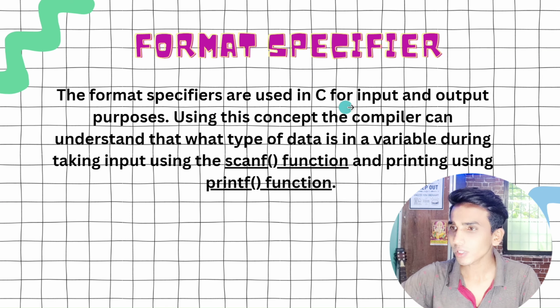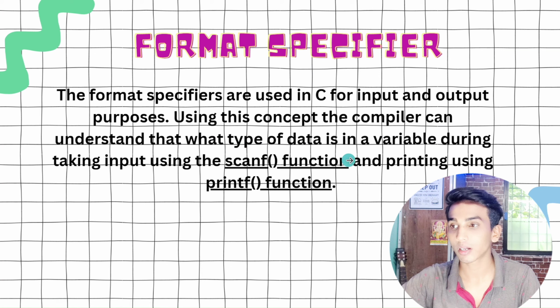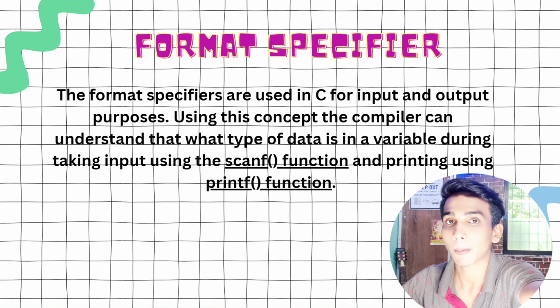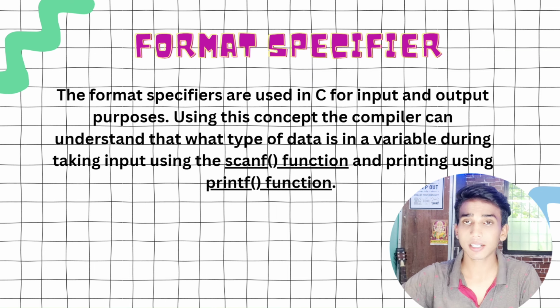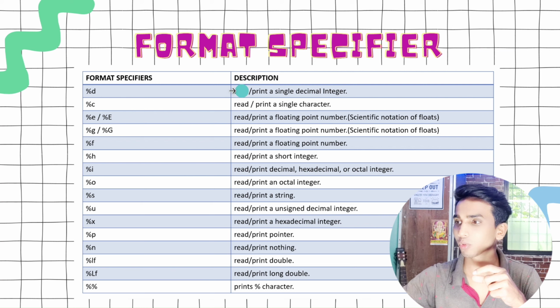So let's see. The format specifiers are used in C language for input and output purposes. Exactly, they are used for input and output purposes. Using this concept, the compiler can understand what type of data is in a variable while taking input using the scanf function and printing using the printf function. With this, we can easily have the understanding of the scanf function and the printf function, right? What type of data is included inside a variable can be understood with these format specifiers, as we have discussed in the previous video.